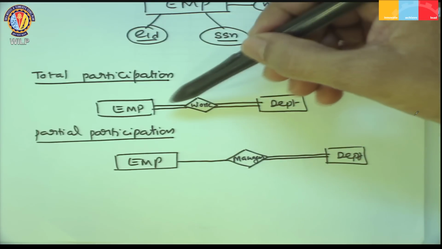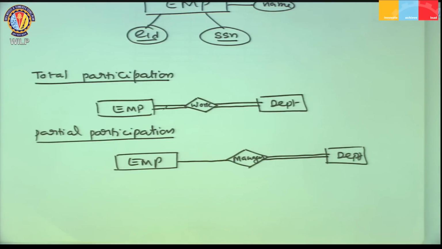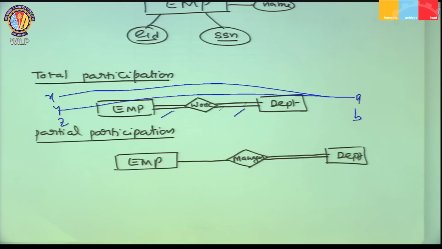So that's why these two lines, this line and this line, are double lines. If you have X, Y, Z as the employees and A and B as the departments, then the rule says that every employee must work with at least one department. It could be like this. So that's why it is a double line on this side. At the same time, the rule also says that every department must also have at least one employee working with that department. So that's why the participation of both entity types in this relationship is total.